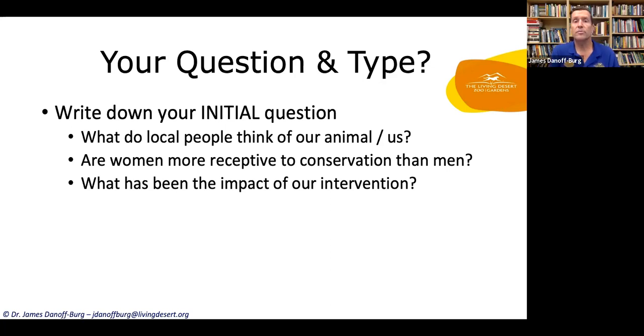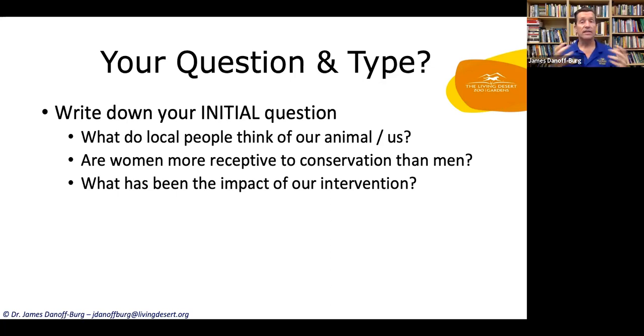First, what do local people think of us, or of our animal, or of our conservation project, or of this protected area? What have you? What do local people think about something? Second, are women more receptive to conservation than are men? Just as an example. Is this group more likely to be receptive than this other group? Right? Third, what has been the impact of our intervention? What have we done and how has it changed things?